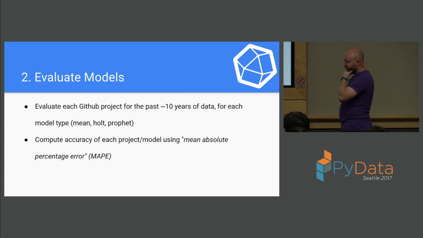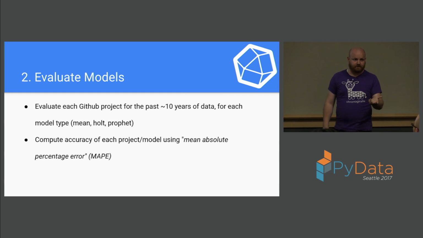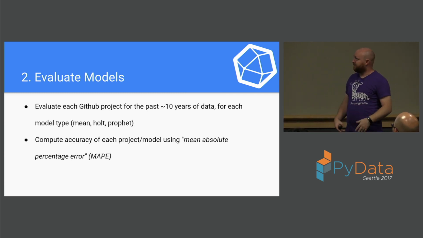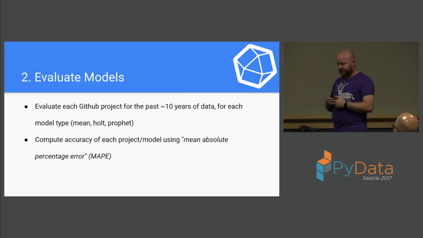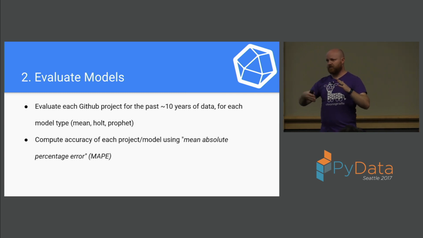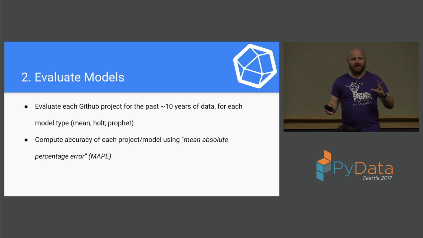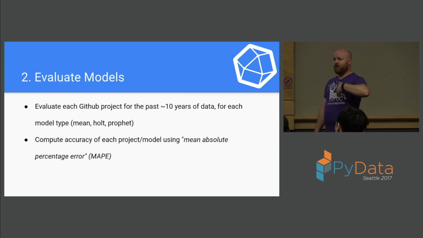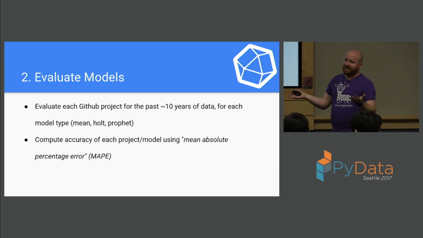Okay, so step 2, we need to evaluate these models. And we need to do it for all of the historical data that we have and for each of the different models. So we've got the different projects and the different models, the mean, the hold, and the Prophet models. And this is just a simple single task in Kapacitor where we group the data both by the project dimension and the model dimension.